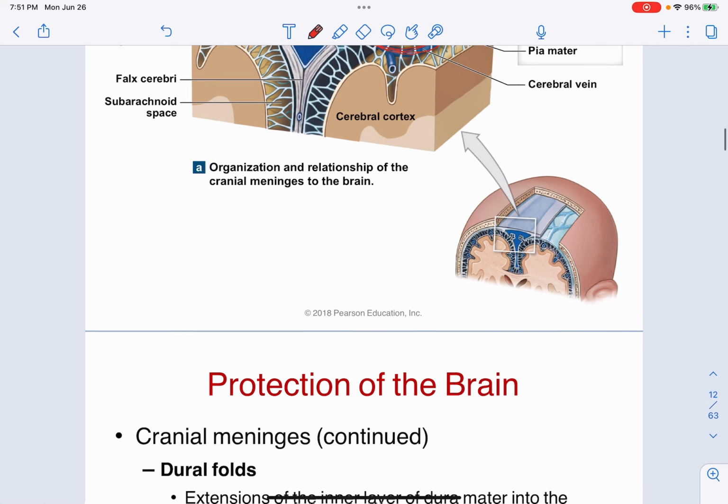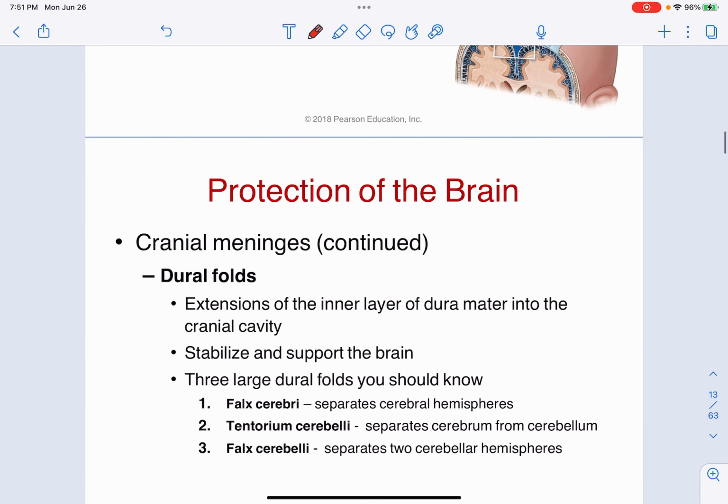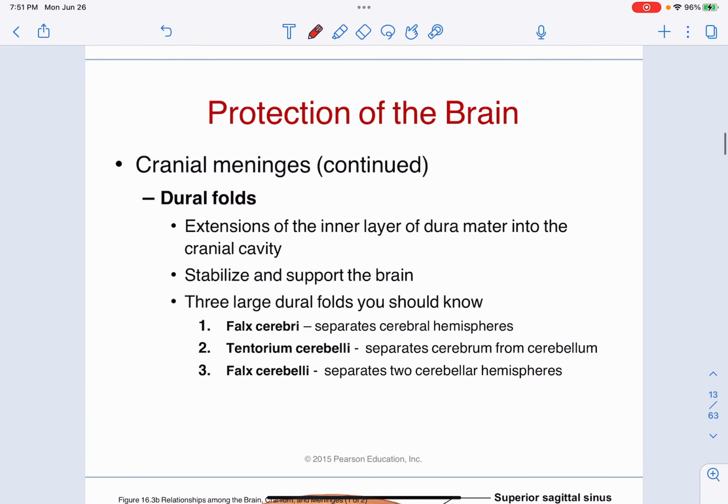I want to talk about another feature of the dura mater. In certain locations again, the dura mater is going to form folds. And these are extensions in the meningeal layer. So these are extensions of the inner layer, specifically the meningeal layer, into the cranial cavity.